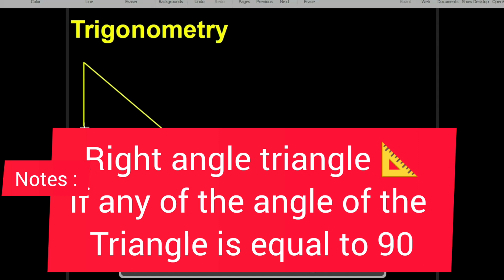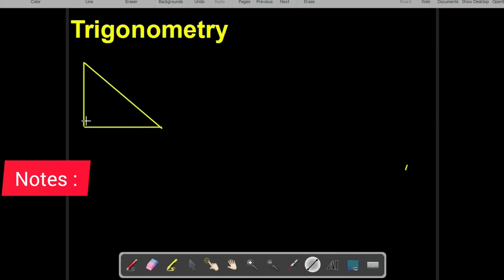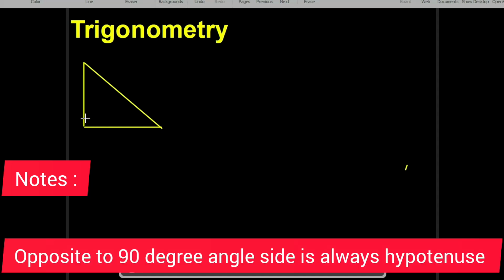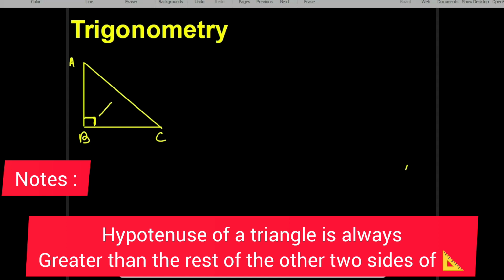Suppose we consider this a right angle triangle where there is a 90 degree angle at, sorry, at B. I'm writing here A, this is B and this is C. So B at this point, if you see, this is the symbol of a right angle triangle. Opposite to the right angle is always known as the hypotenuse.